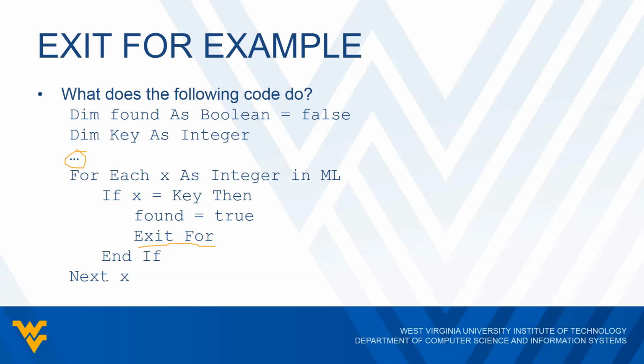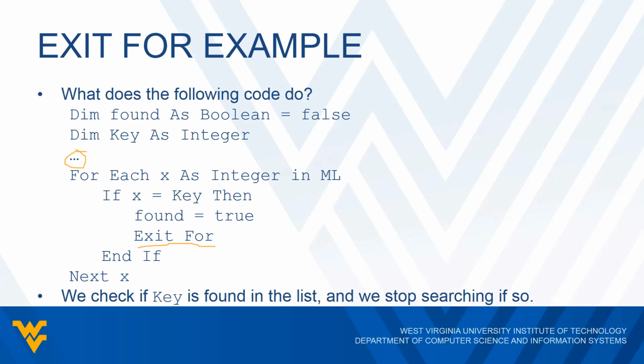Now, if x does not equal key, then we're going to go to the next iteration of our loop, which means we would get the next value, store that, and then check to see if that's the key. So what we're doing here is we're searching our list to see if we find the value of key in the list. And if that happens, so if the value of key is found, we would stop searching. Otherwise, we would go through the entire list. So this is simply code for searching for a specific value in our list.